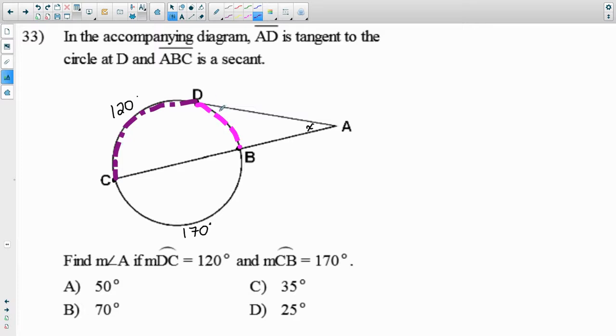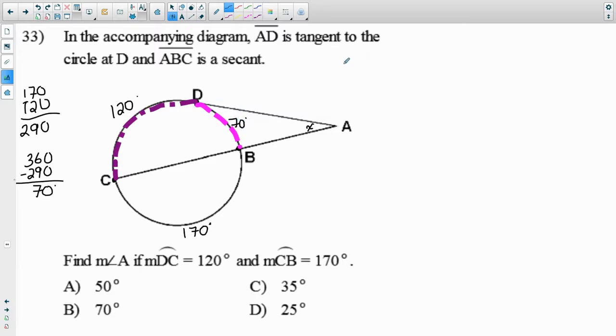Because we always should remember that an entire circle will always add up to 360 degrees. So therefore, on the side of my paper, I'm going to take 120, and I'm going to add 170, and that's going to be equal to 290. And then I'm going to subtract 290 from 360, and I'm going to get 70 degrees. So now I can put that 70 in here, and now I have enough information to continue with this problem.